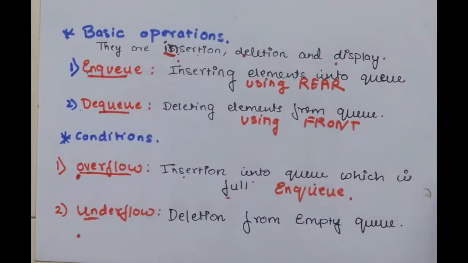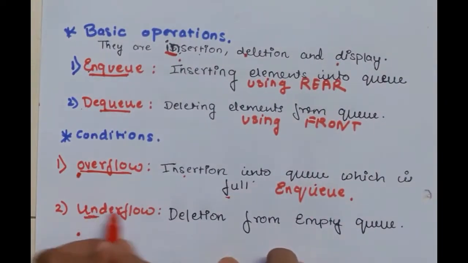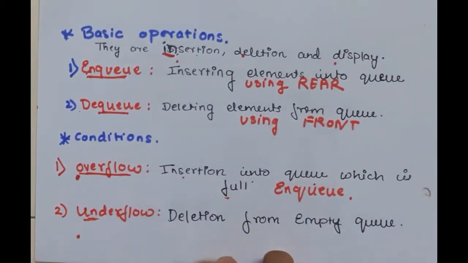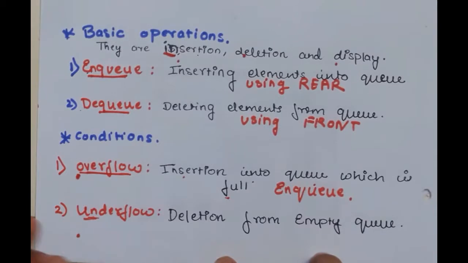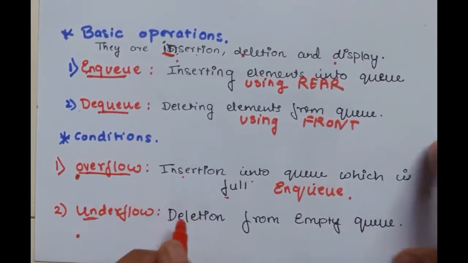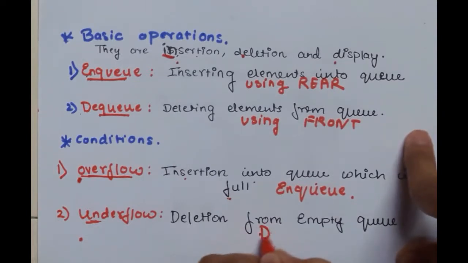Okay, and what is underflow? Deletion from an empty queue. So from an empty queue you want to delete more elements. This is not possible. At that time it will report underflow, and for the dequeue operation we have to check the underflow condition. Which operation? Dequeue.